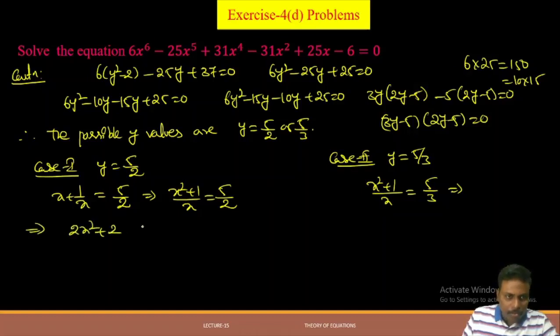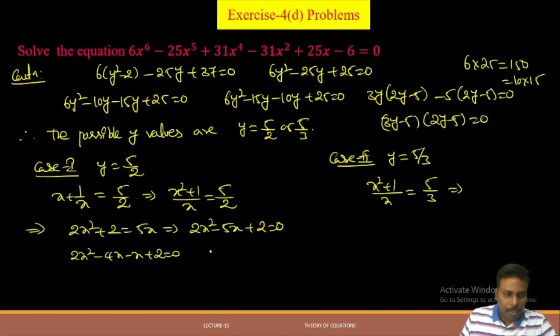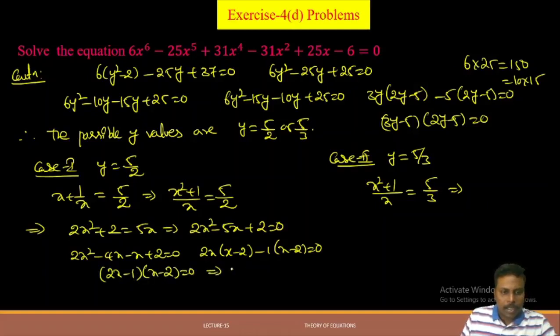Here this implies 2x square plus 2 is equal to 5x, which implies 2x square minus 5x plus 2 is equal to 0. So it is 2x square minus 4x minus x plus 2 is equal to 0. If I take 2x common, this becomes x minus 2, minus 1 times x minus 2. So this becomes (2x minus 1) into (x minus 2) is equal to 0, which implies x is equal to 2, 1 by 2.